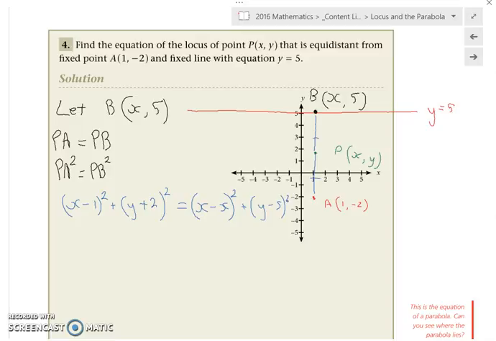Okay, so we're happy. We've got PA squared, we've got PB squared. Everyone happy with that? All right, let's do it. Expand away. We've got perfect squares. Hopefully everyone remembers perfect squares: square the first, square the last, double the product.